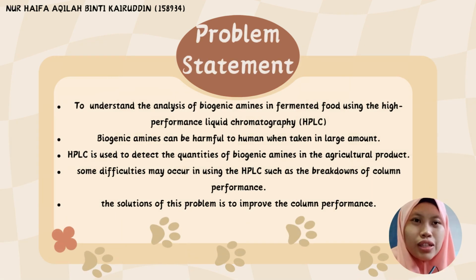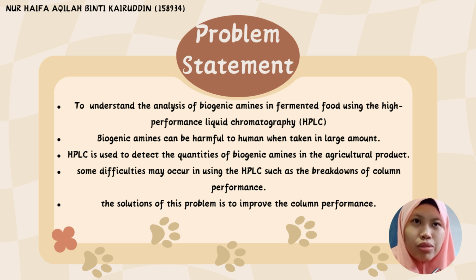Hello, my name is Mahifah Akila binti Khairuddin and I will explain about the problem statement part. In this session, we are going to discuss the problems that may occur in using the HPLC. Firstly, we have to understand the analysis of biogenic amines in agricultural products by using the HPLC. As we already know, biogenic amines can be harmful to our body if taken in large quantities. So to make sure that the food we consume is safe to eat, we use the HPLC to detect the quantities of biogenic amines in the product.